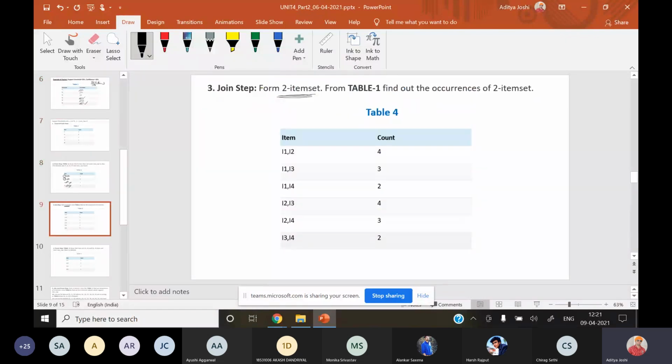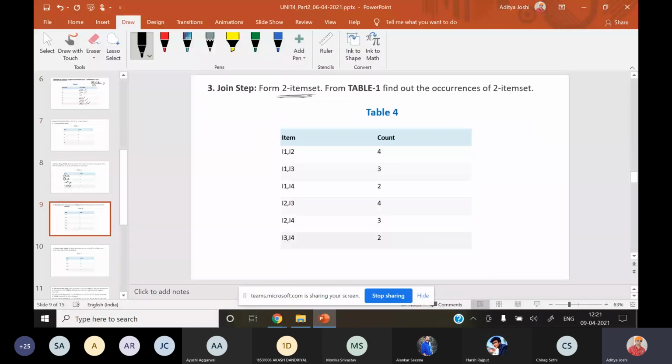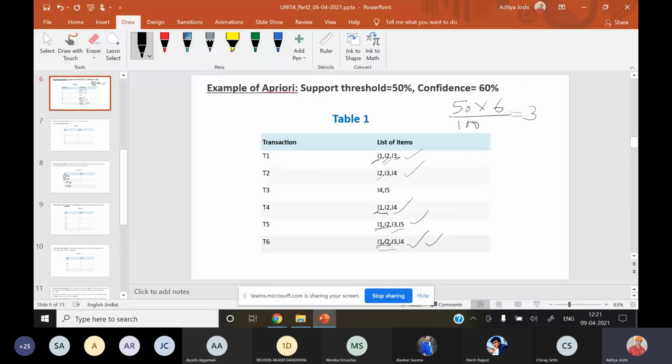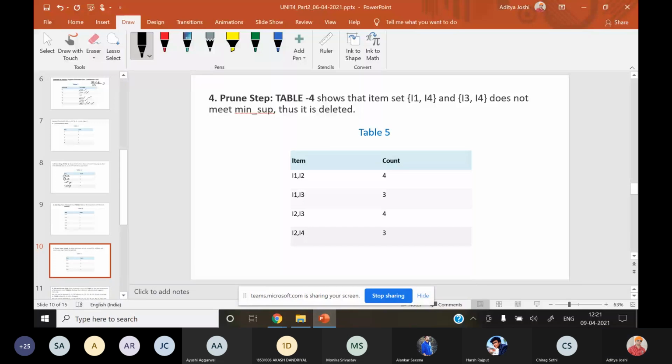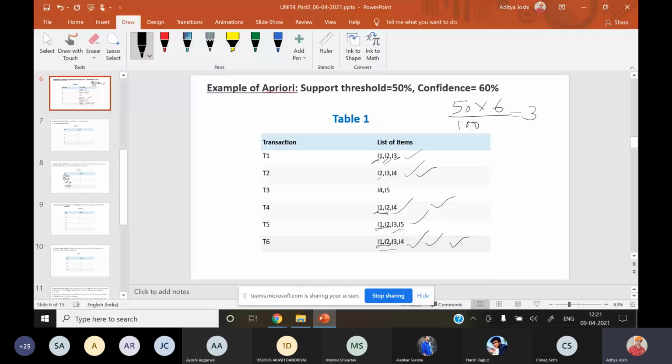Then again, I2, I3: I2, I3 here, I2, I3 here, I2, I3, 4 times. Okay. Then again, I2, I4 count from the initial table. I2, I4 1, I2, I4 2, I2, I4 3, 3 times. Yes, sir. Okay. Then again, I3, I4: 1, 2 times. 2 times. Okay.